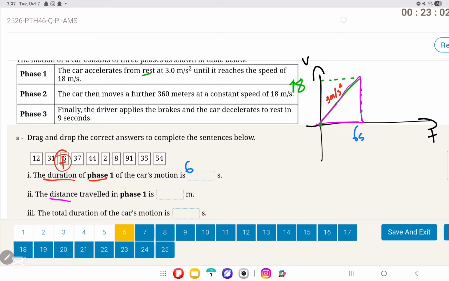We need to find the area of the triangle. So it's going to be base times height over 2. So 6 times 18 divided by 2, which is what? Which is going to be 54 meters.